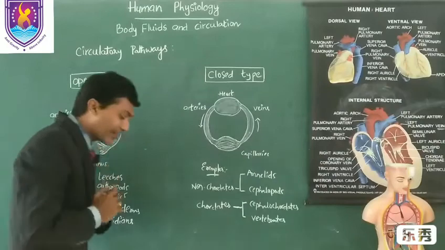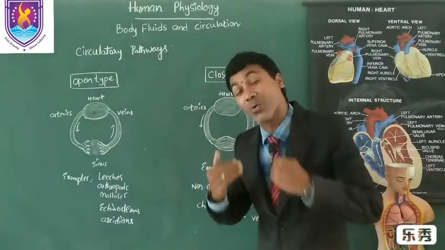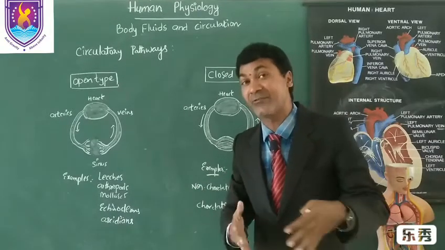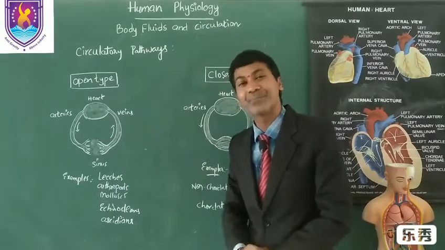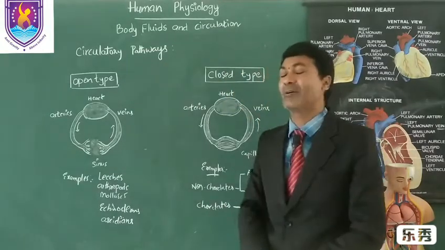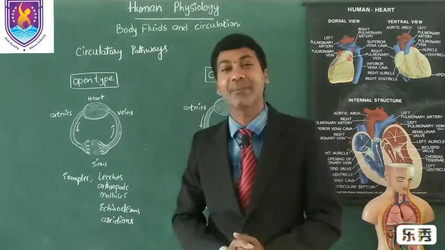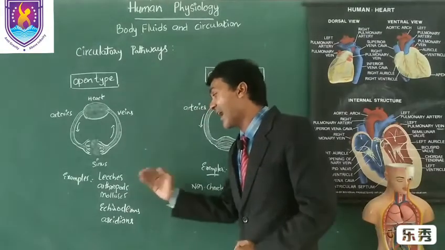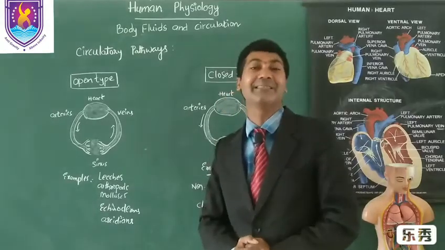So here what is happening? Blood which is pumped by the heart is coming outside of the vessels and reaching the body cavities and freely flowing within the body cavity, later collected by the veins. Such a type of circulatory pathway is known as open type circulatory pathway. We can find open type circulatory pathway in leeches, arthropods, mollusks, echinoderms and ascidians.